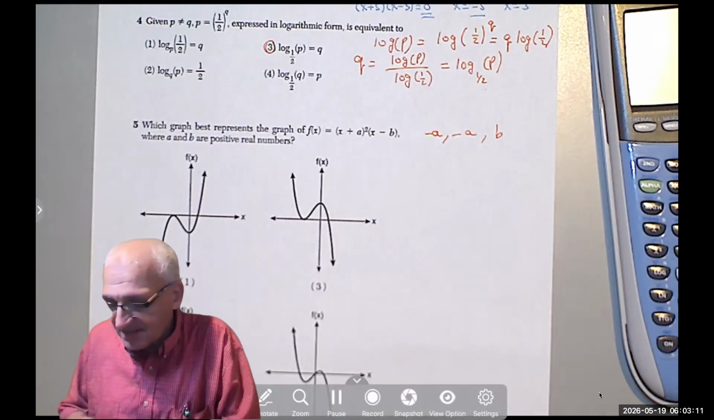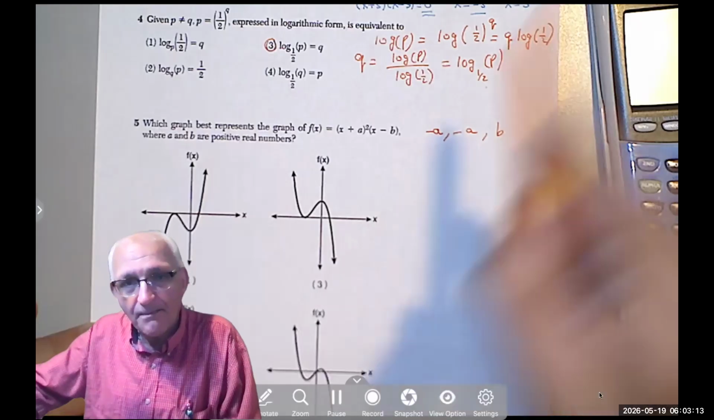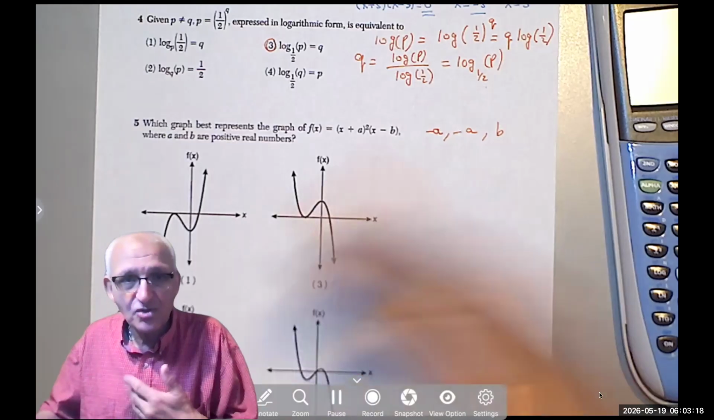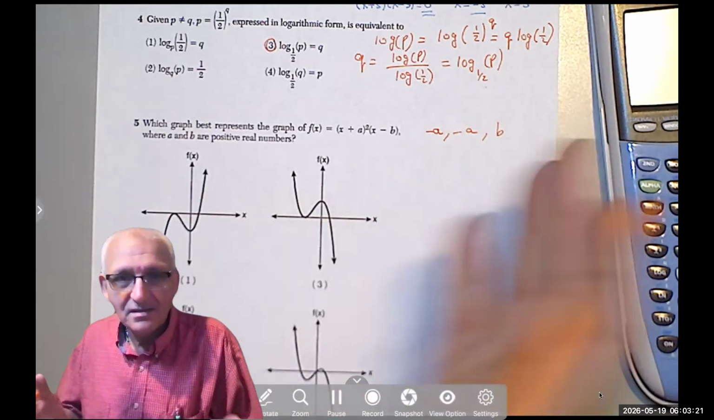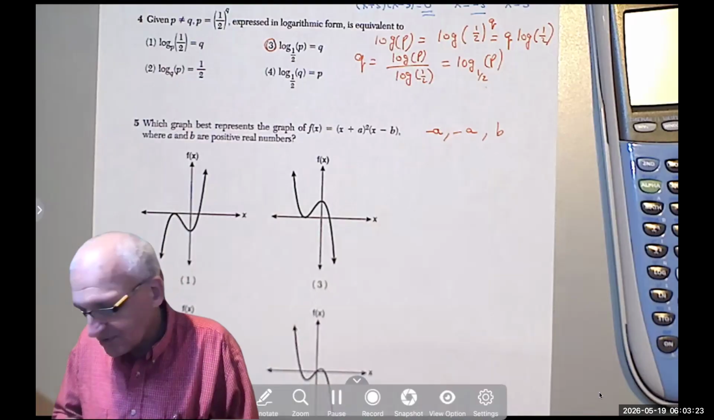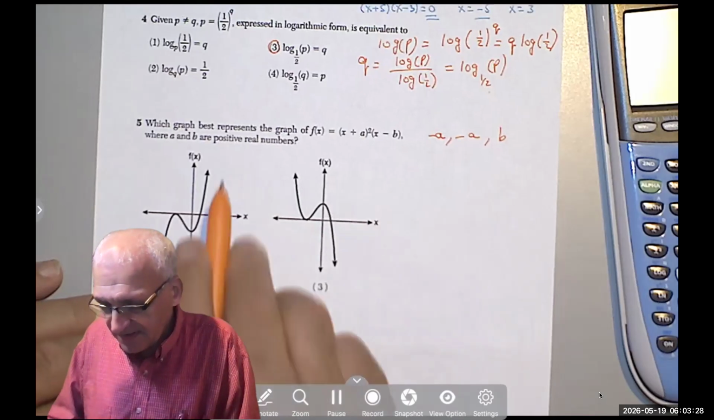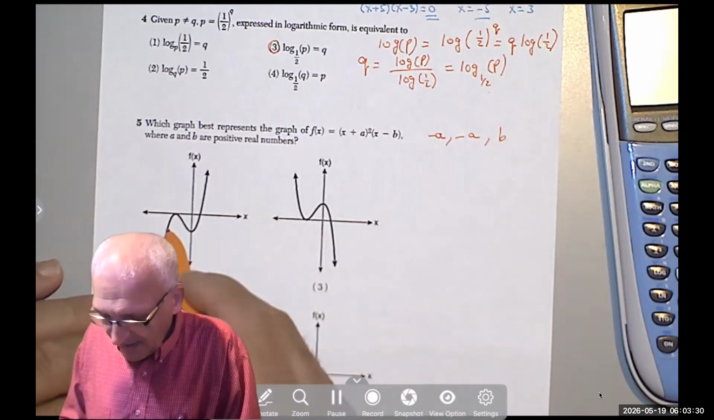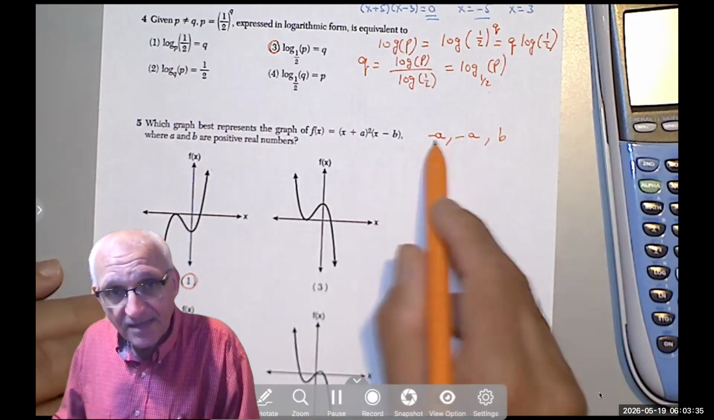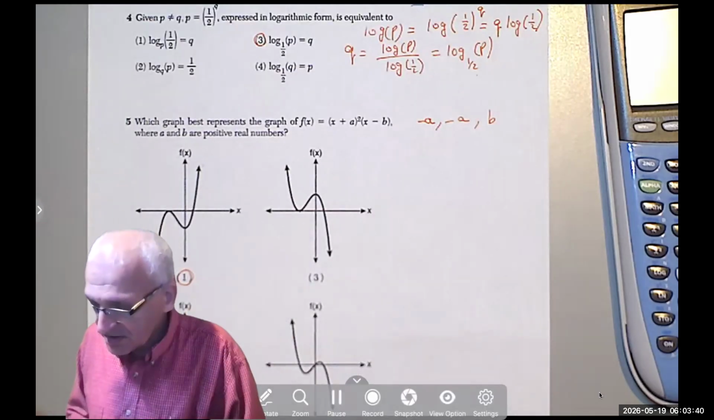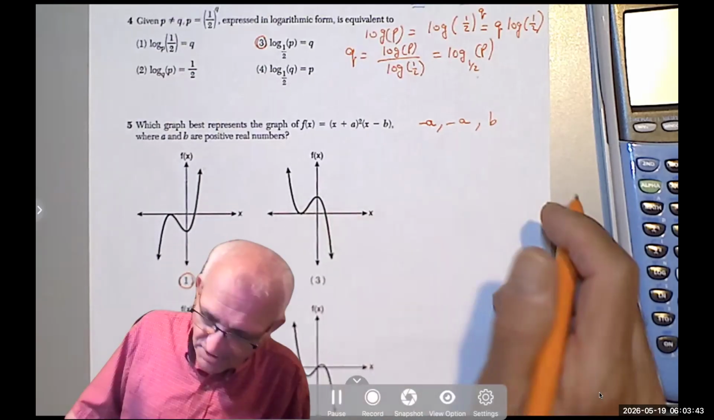And since it's positive, the right end is going up. Of course, the left is going down because that's a third degree. 3 is odd, and odd means they are opposite. So it should be this one. The right-hand side is going up, so it's positive. It doesn't cross at negative A because I have 2 of them. If the multiplicity is even, it doesn't cross. And at B, it crosses. So that's definitely it, and that's number 5.